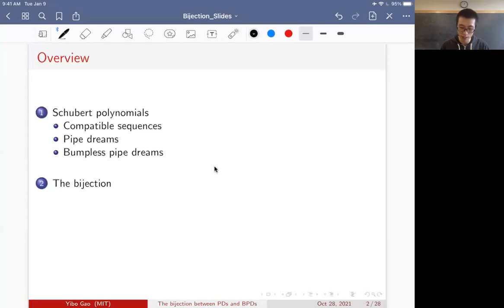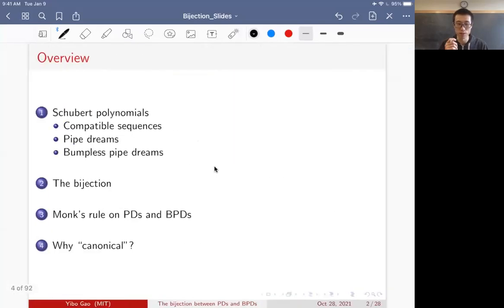And for the second half of the talk, I'm going to tell you why we say that this bijection is canonical, because it's going to preserve Monk's rule on the pipe dreams and bumpless pipe dreams, for which I will also tell you about.